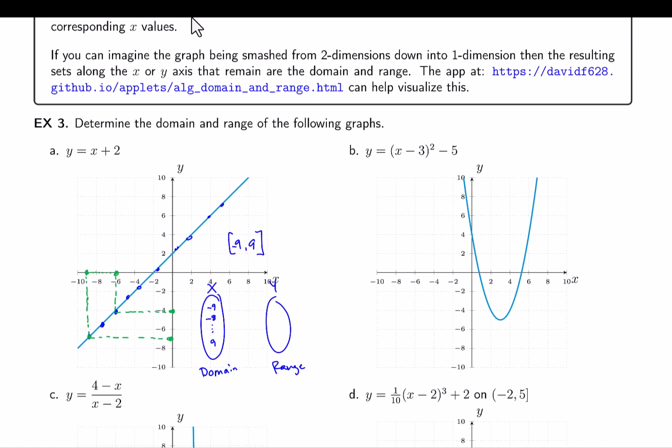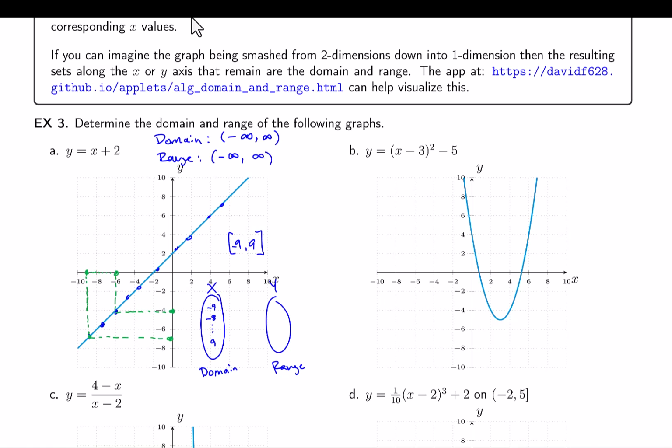Practically every single number along the x-axis has a corresponding value in the y. You can't find a single value on the x that doesn't correspond in the y. So my domain here is all the numbers. It's every single number from -infinity up to +infinity. And the range is similar. Every single number is represented. It's -infinity to +infinity.